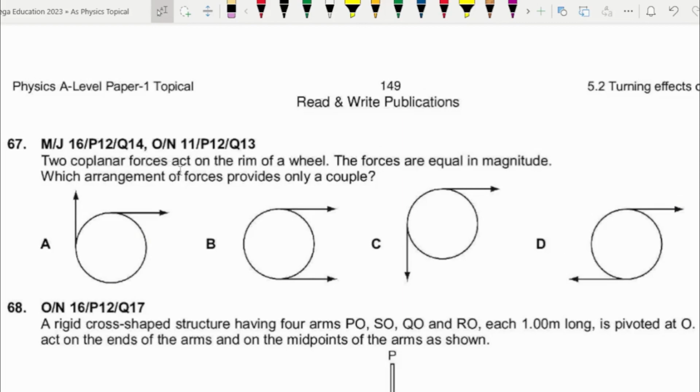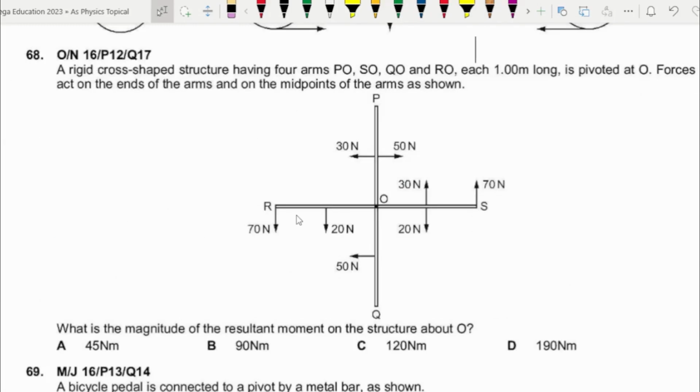67. Two coplanar forces act on the rim of the wheel. The forces are equal in magnitude. Okay, which arrangement provides only a couple? The first one, not this one. The forces cannot be perpendicular, they have to be opposite. B, the forces are in the same direction, they are not opposite. C, the forces are once again perpendicular, they are not opposite. It is only option D in which the forces are equal, and not only are they equal but opposite in direction as well. So here we have 68.